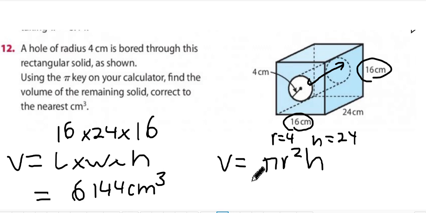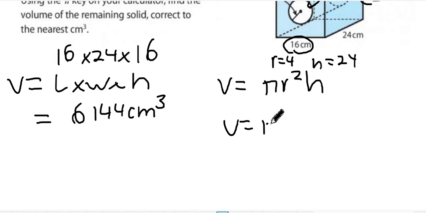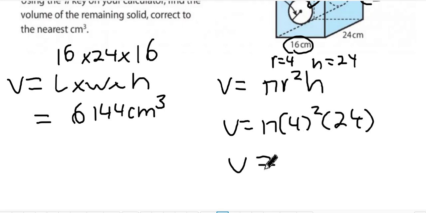Now, let's do the volume of the cylinder. The volume of the cylinder is the pi button multiplied by 4 squared multiplied by the height, which is 24. What is the volume in decimal places, please? What? 1206.37. Can we all get 1206.37?